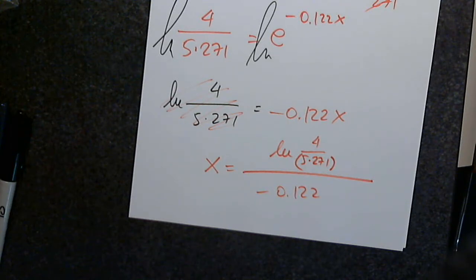Ready? The numerator is natural log. It's only one term, so I don't need parentheses outside. But it's 4 divided by a product. And I need the calculator to perform the product first. So 4, 5 times 271. Close the parenthesis for the denominator and close the parenthesis for the entire inside of the log. And now you can divide, and in parentheses, negative 0.122, and close the parenthesis. And press enter.